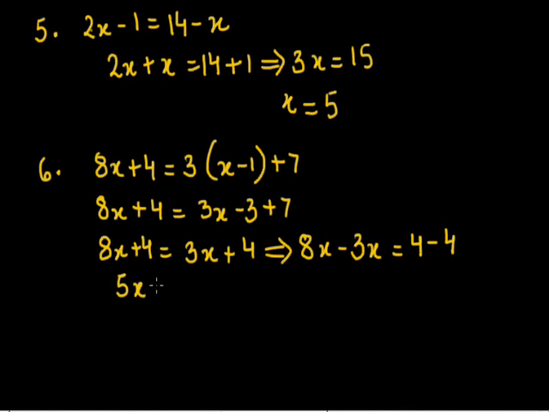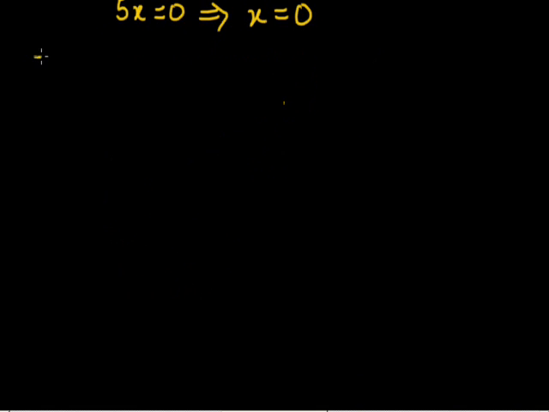5x is equal to 0. So the value of x is equal to 0. Okay, coming to the next question. Seventh question. Seventh question is x is equal to 4 upon 5 into (x plus 10). Now I have to find the value of x in this question.